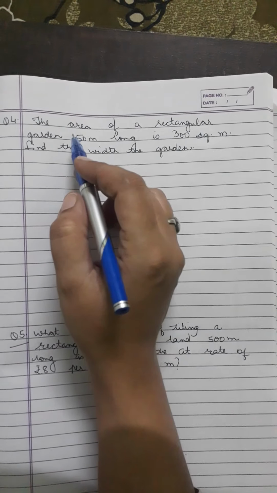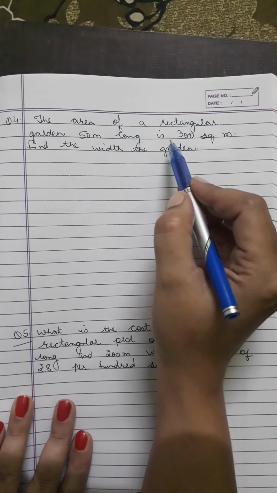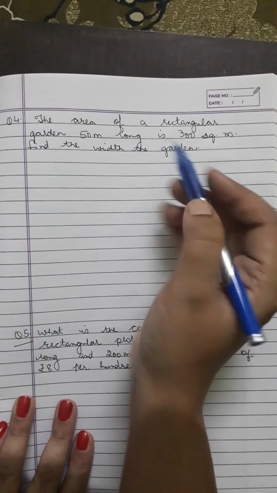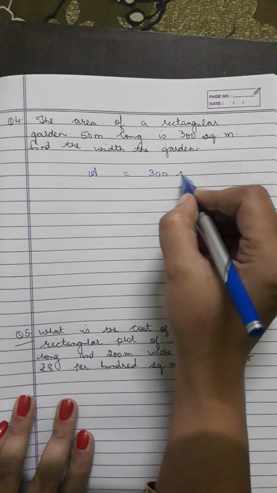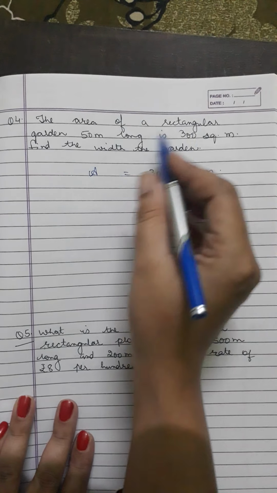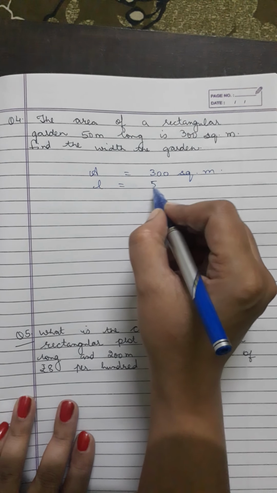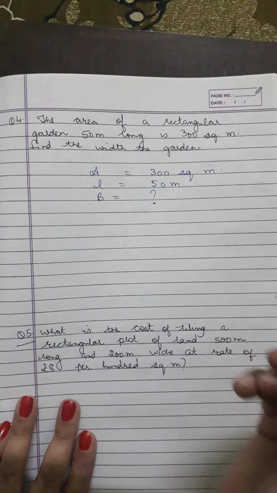Moving towards question number 4, the area of a rectangular garden, which is 50 meters long, is 300 square meters. Find the width of the garden. Now here the area has been given as 300 square meters and the length of the rectangle is given as 50 meters. Now what we have to find? Breadth, or we can say width.